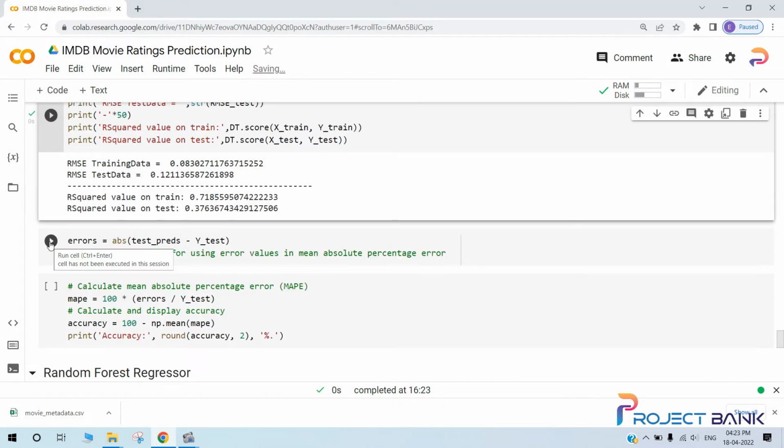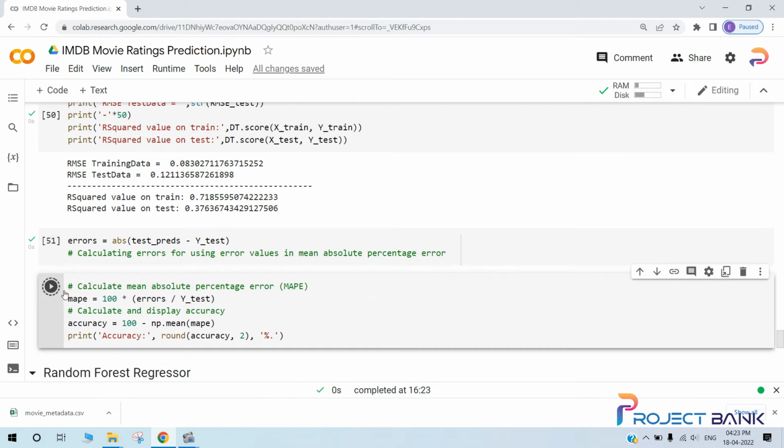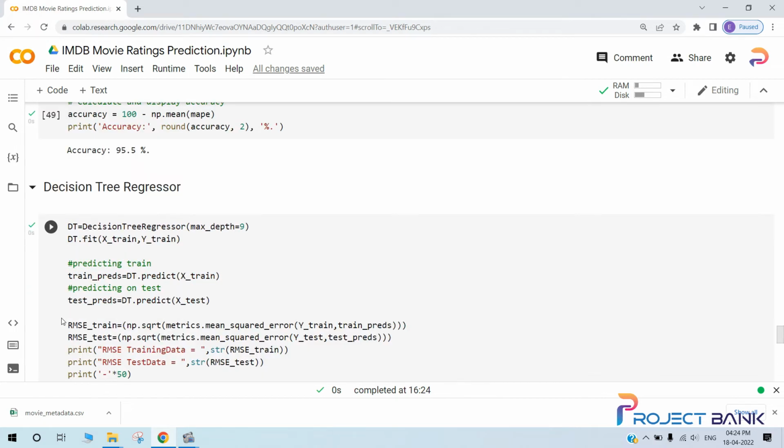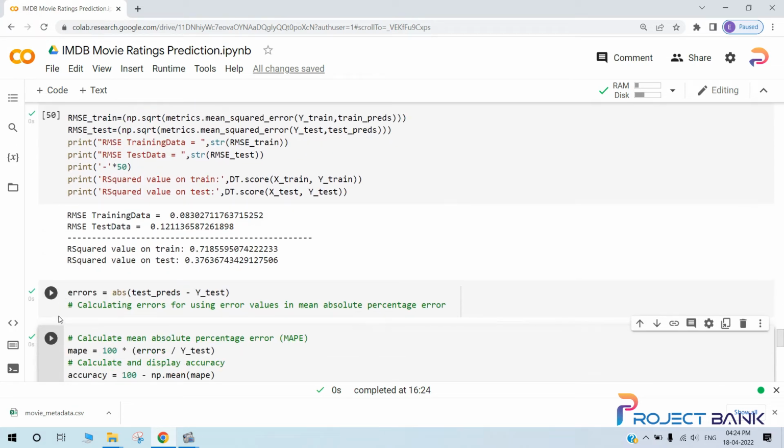Here we have calculated the error. Next we have calculated the mean absolute percentage error and the accuracy. Here also, using this decision tree regressor, the accuracy is 95.52, which is slightly more than the linear regressor.